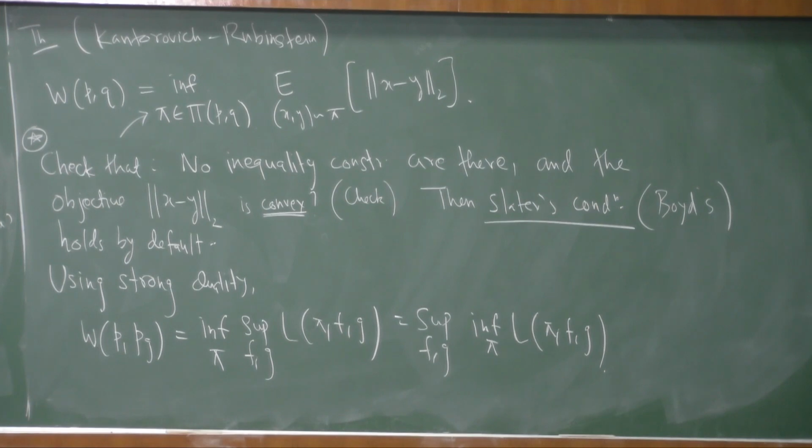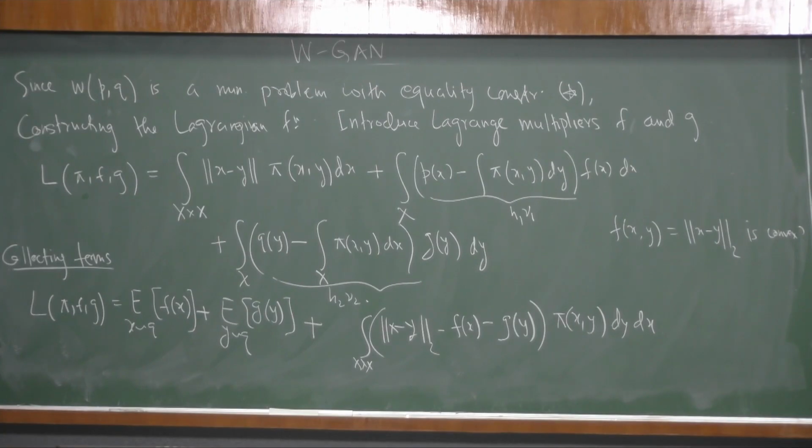Now, if I look into this term in the Lagrangian, certain difficulties can arise if the norm of x minus y happens to be less than f(x) plus g(y), okay, and that can essentially make this go to infinity.